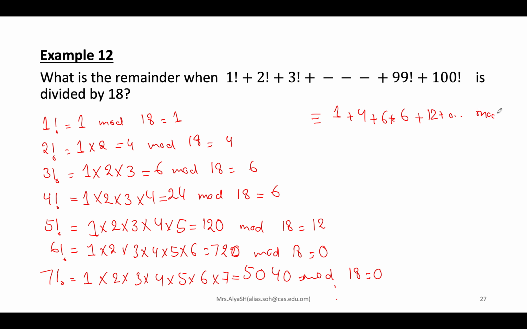mod 18, and we got this addition as 27 mod 18, and we got that when the sum of the factorials is divided by 18, we will get a remainder of 9 mod 18. So the remainder is 9.